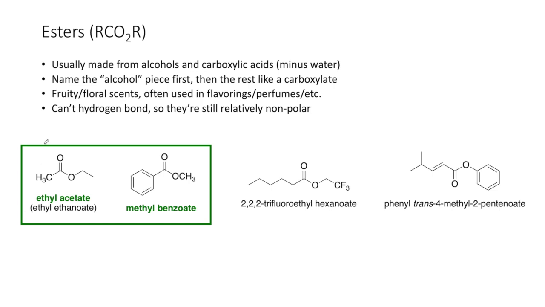Esters are like amides. We've got an oxygen here instead of a nitrogen. They're usually made from alcohols and carboxylic acids, and then we lose water. So like this used to be ethanol, this used to be acetic acid, both derived from corn, and then we combine them and drive off water, and that gives us an ester. We're always going to name the alcohol piece first. So we're going to name this as a piece, as a substituent, and then we're going to name this other piece like it was a carboxylate, like the conjugate base of a carboxylic acid.